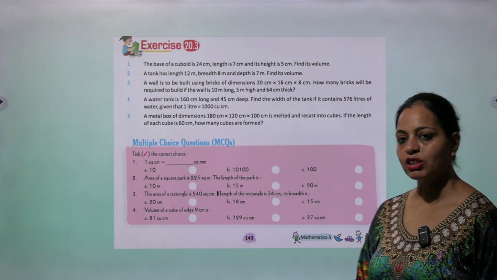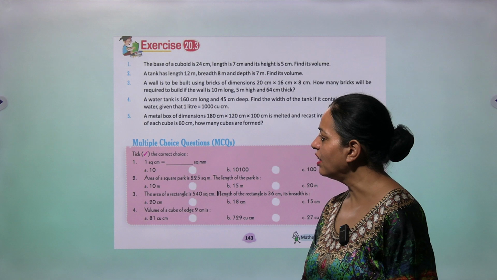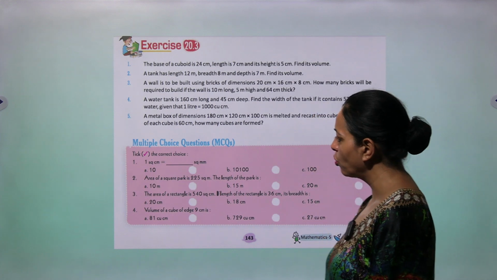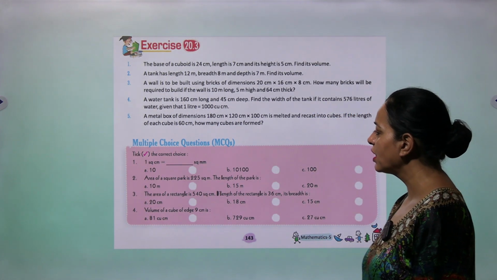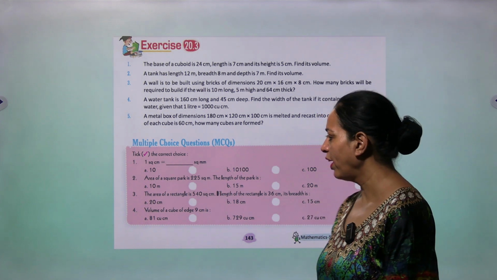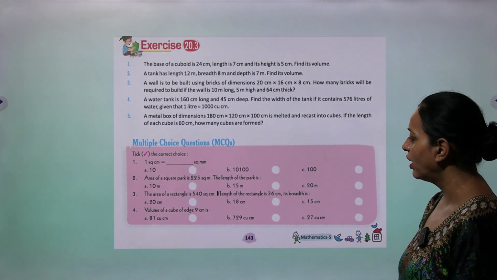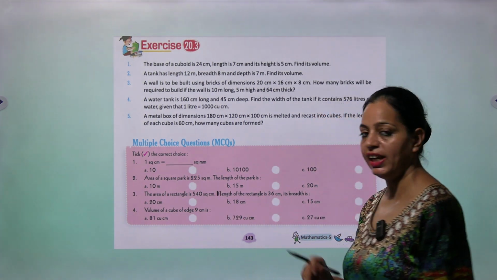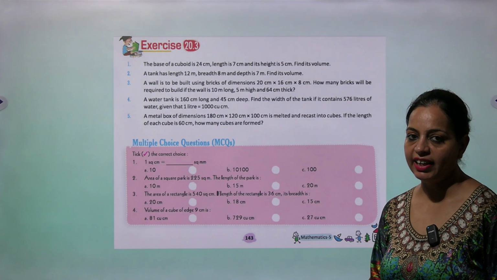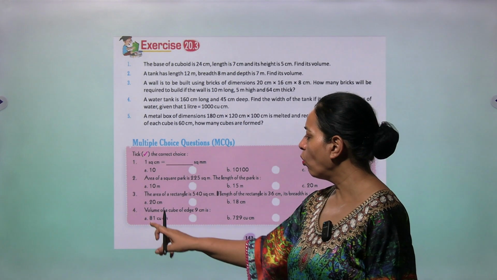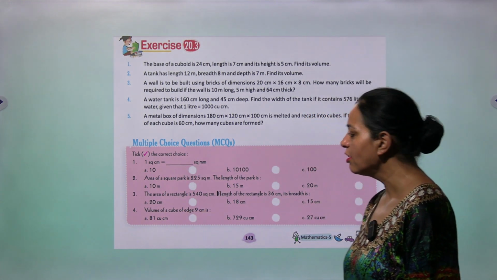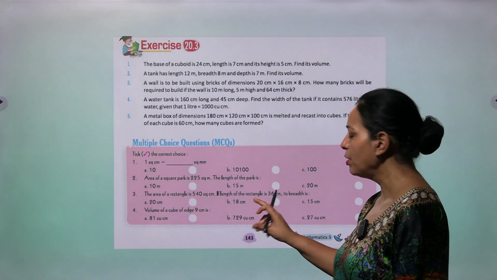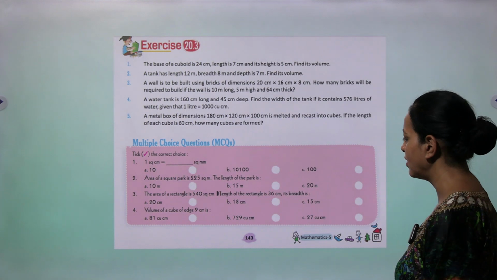So you can try exercise 20.3 and then you can see these MCQs like 1 square centimeter, how many square millimeter, you can do it. Second one, area of a square park is given, find the length of the park, you can try it. And the area of a rectangle is given, if the length of the rectangle is 36, how can we find breadth? By dividing, okay, because area is L into B, so B is area divided by length. Similarly, fourth, volume of a cube of side 9 centimeter. So how can you find volume of cube? 9 into 9 into 9, that is 729 cubic centimeter.